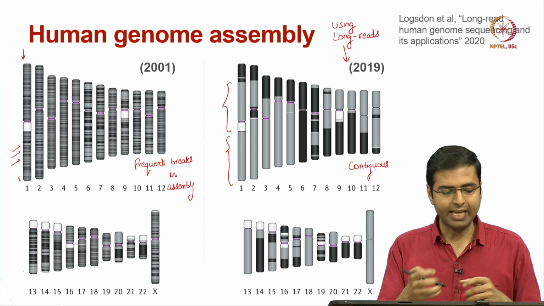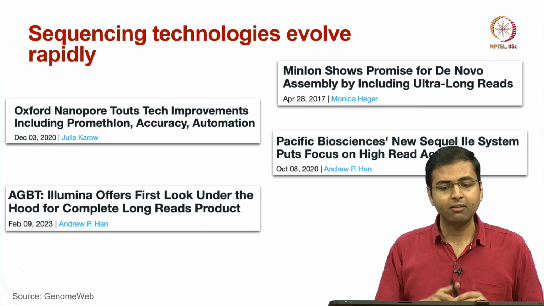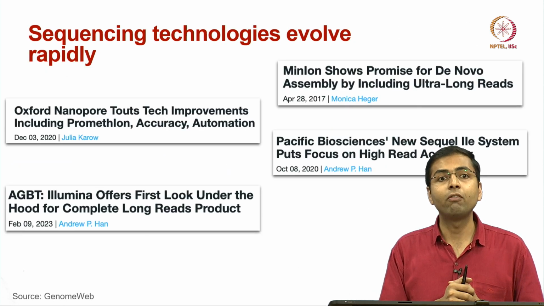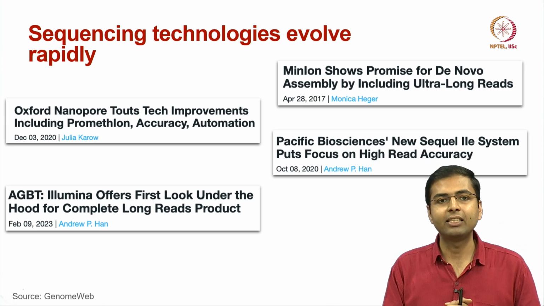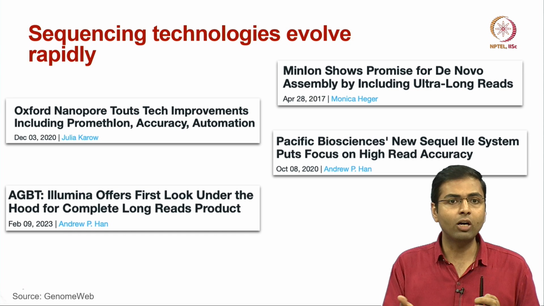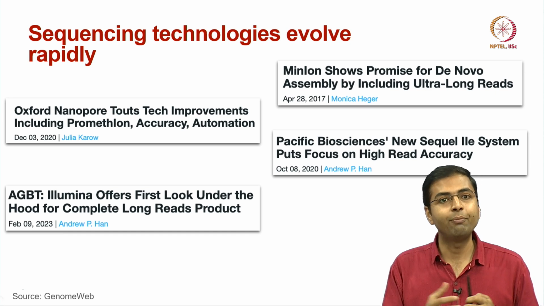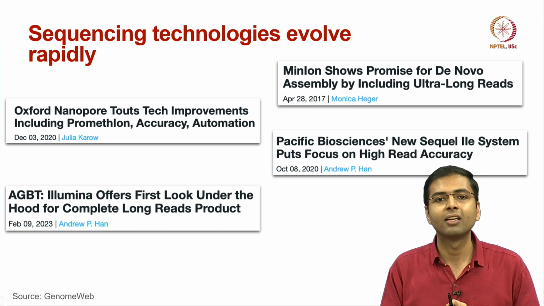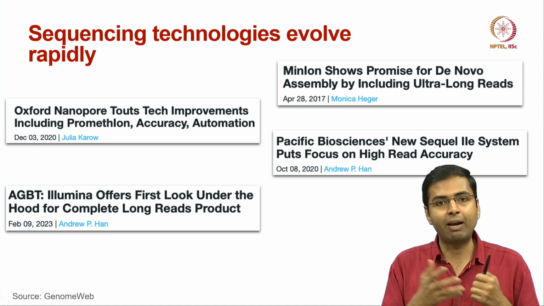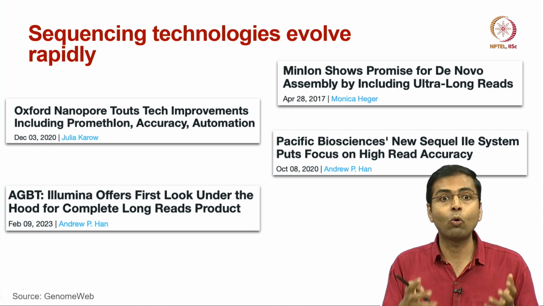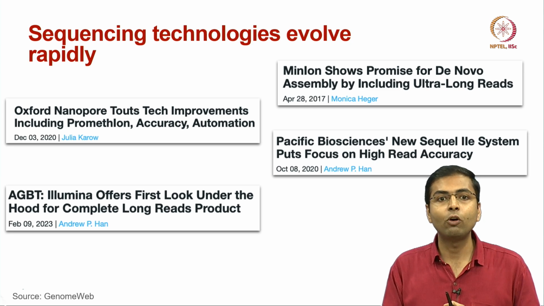So this is one example, and these sequencing technologies continue to evolve rapidly. For example, every month we see some news article coming up that tells you about what new has happened in the space of sequencing technologies. Sometimes you will see improvements in cost, improvements in accuracy, improvements in throughput and so on. So these sequencing technologies evolve rapidly, and they also play an important role in shaping the field of genome assembly.